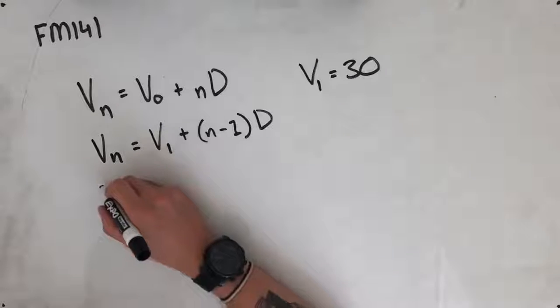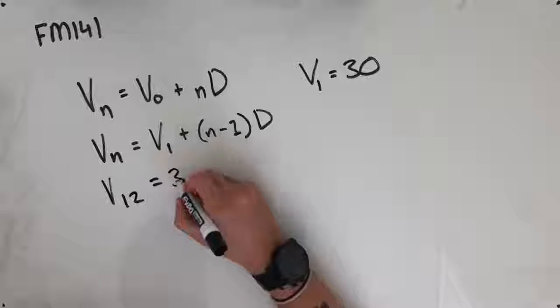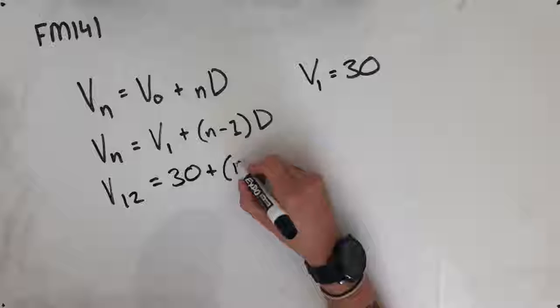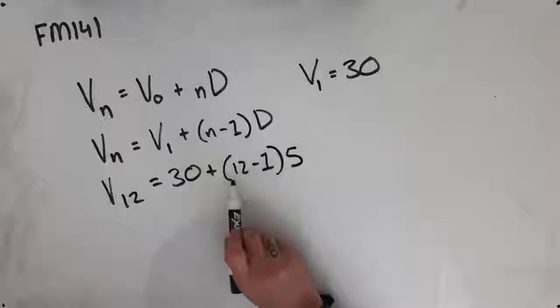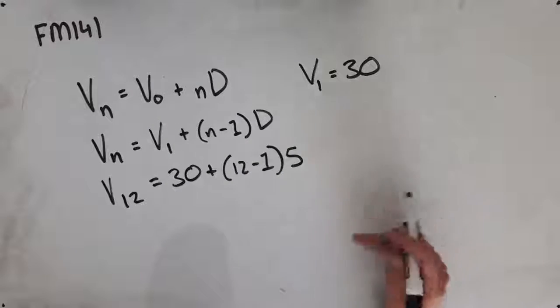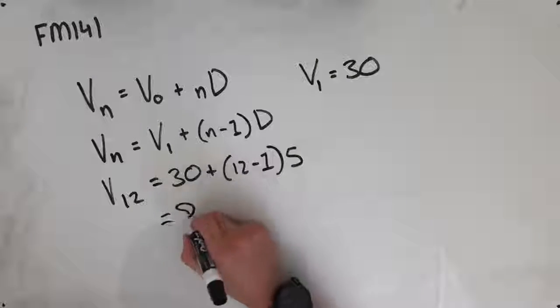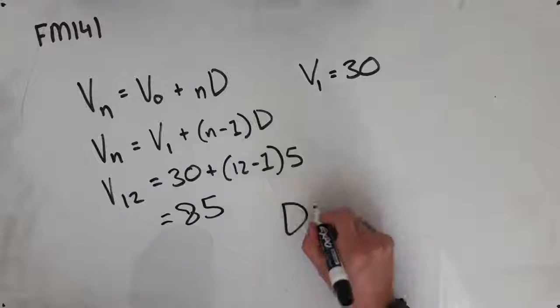So now when we plug in our 12th week, V12 equals 30 plus (12 minus 1) times our difference of 5. This is going to multiply our difference of 5 by 11, and 11 more weeks after our first week is going to get us to our answer, which of course is 85, meaning our answer is option D.